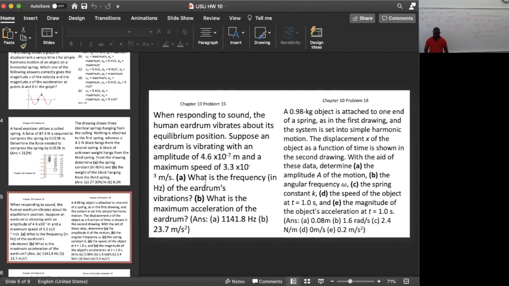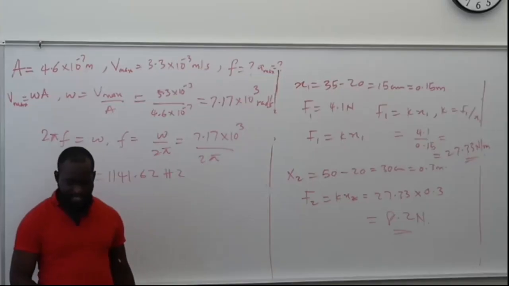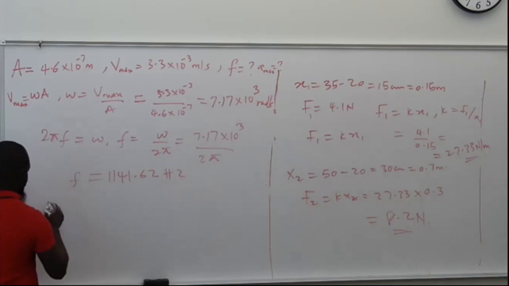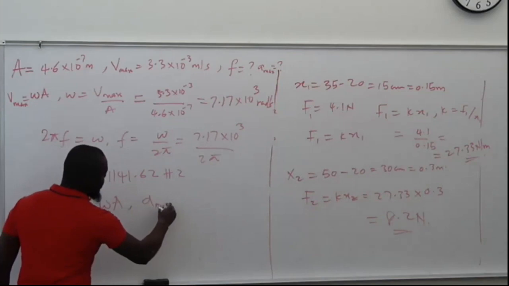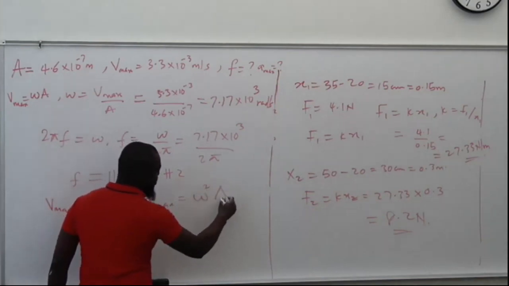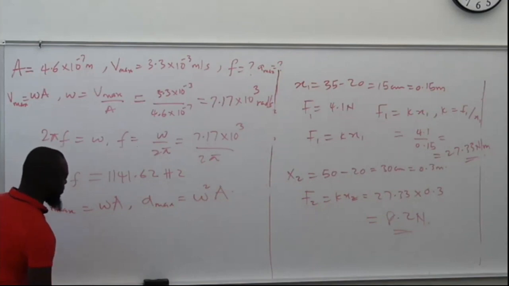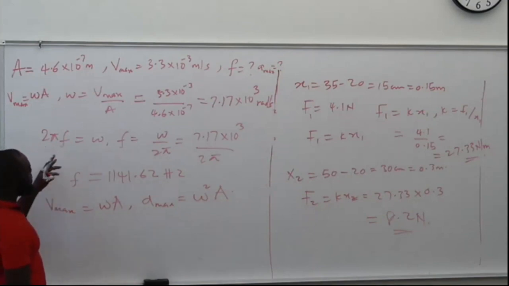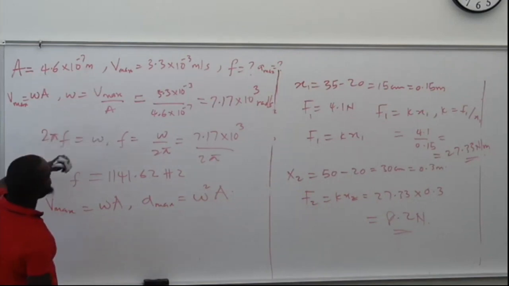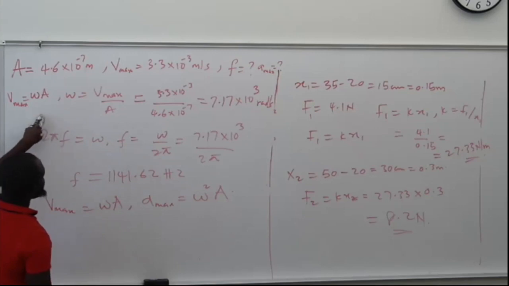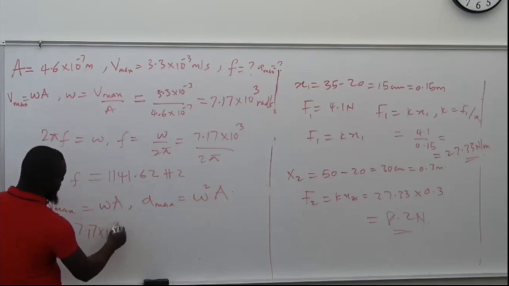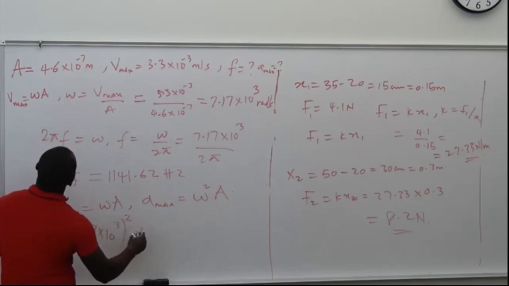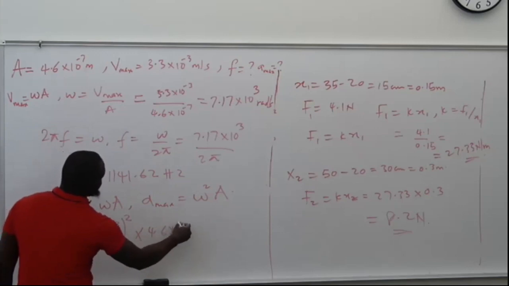So they got 23.7 meters per second squared. So let me see if we get that for the acceleration. So we know V max is omega times amplitude. A max is omega squared amplitude, okay? So we square omega. Omega is given, where is it? Right here. 7.17 times 10 to the 3 squared times 4.6 times 10 to the power negative 7.